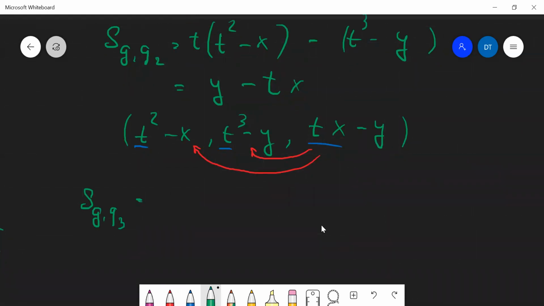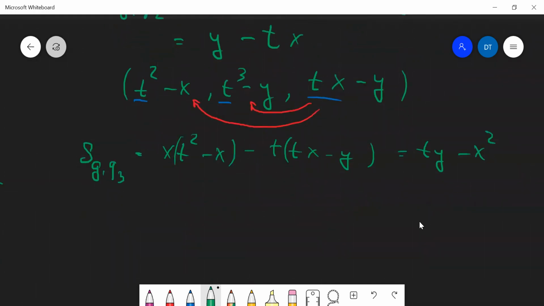Now, what is this? It's t squared minus x, and here tx minus y. Now you multiply this by x and this by t and subtract. And at the end, you will get ty minus x squared. Okay, and again, as you can see, neither of the terms is divisible by the leading term of these guys, so you cannot reduce it.